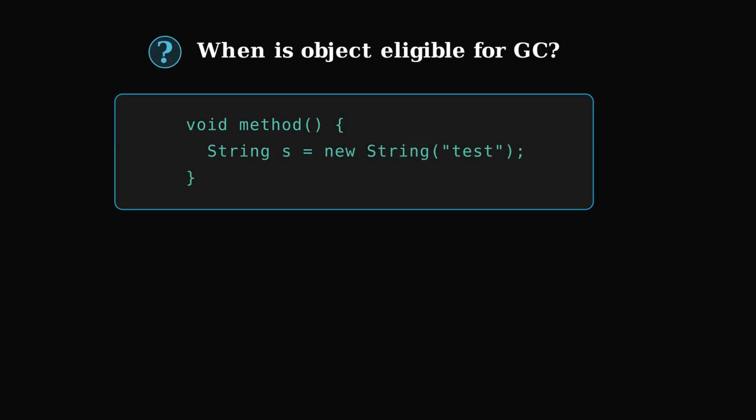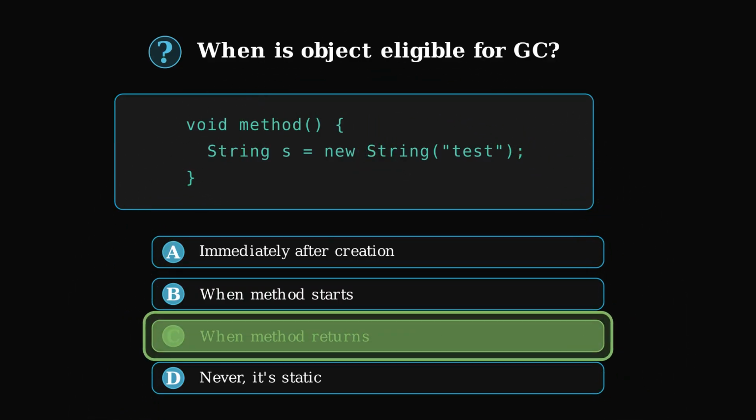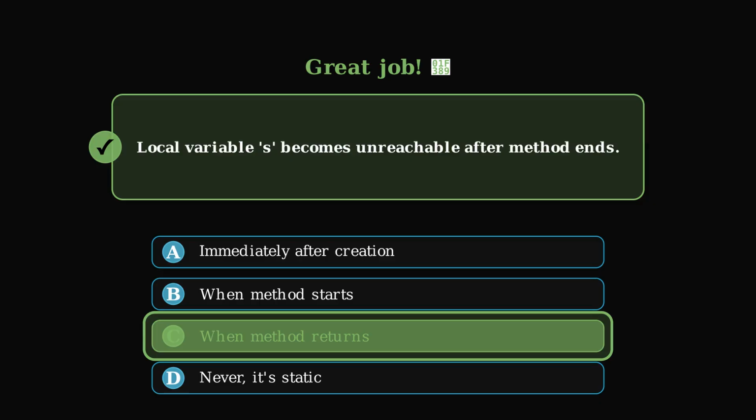When is an object eligible for GC? Which one is correct? The correct answer is local variable s becomes unreachable after the method ends.